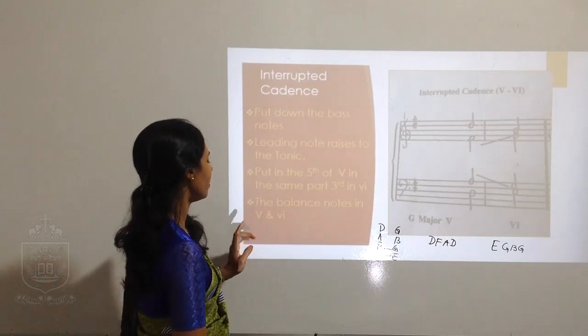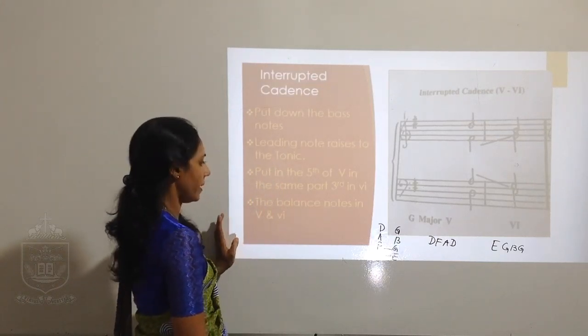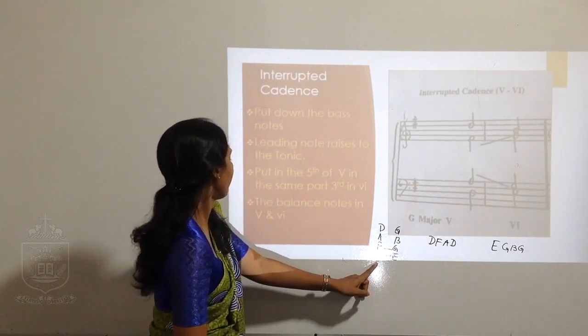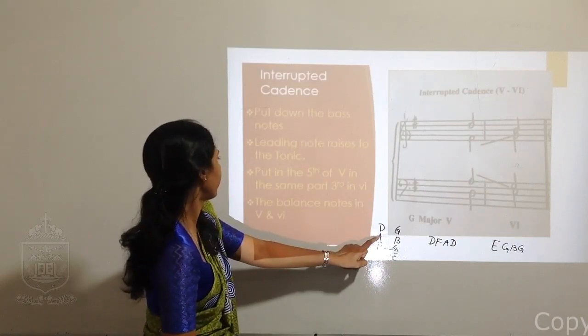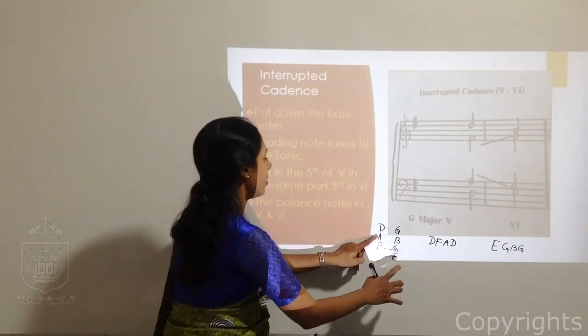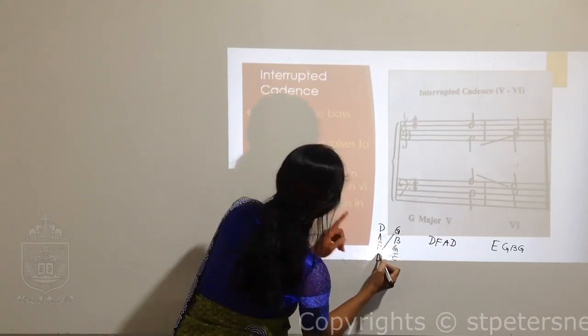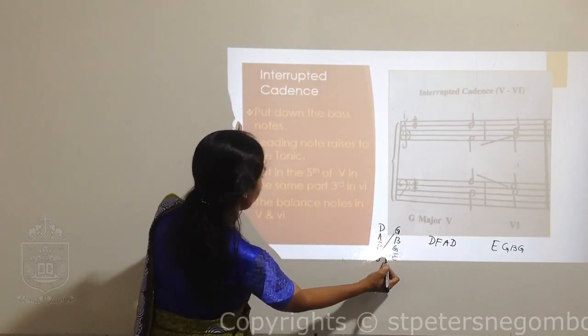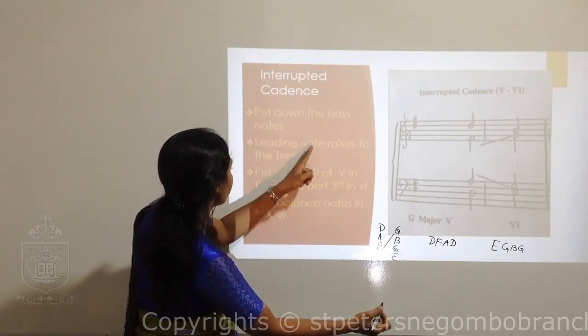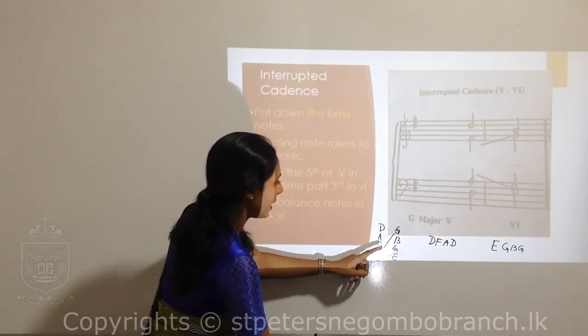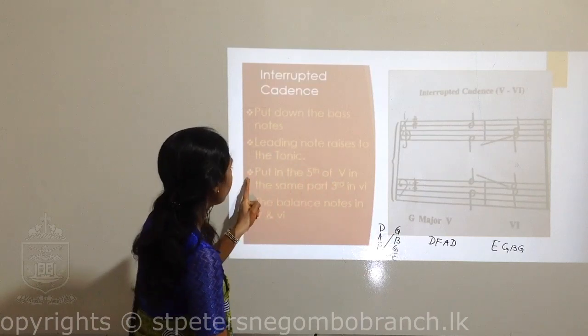Put the fifth note in chord 5. This is chord 5. What is the fifth note? A. A goes to chord 6, the third one. So this should be here, right? This is the bass note. We put bass notes D, E. Leading note traces to the tonic. The leading note is F. F goes to G.